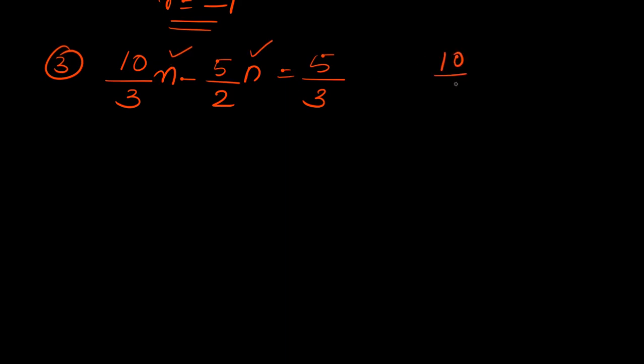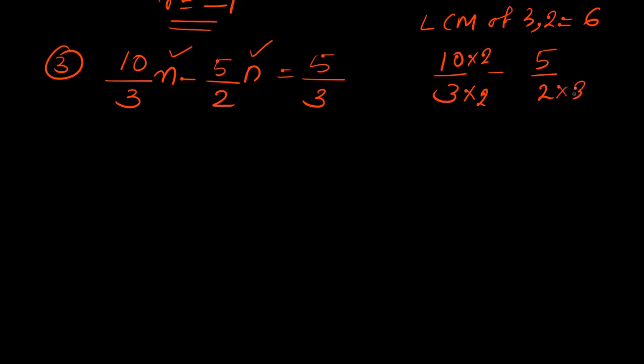10 over 3 minus 5 over 2. Here their denominators are not the same, so find the LCM of 3 and 2. The LCM of 3 and 2 is 6. That means we have to make the denominator 6. 3 times 2 is 6. Do the same thing with the numerator. 2 times 3 is 6. Do the same thing with the numerator. So the left side changes to 20 over 6 minus 15 over 6, which is equal to 5 over 6.